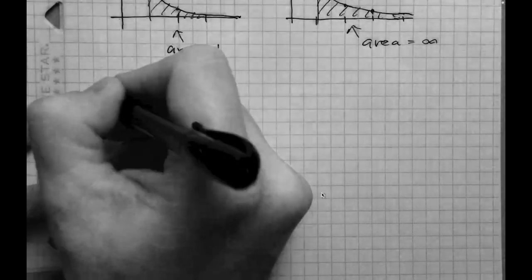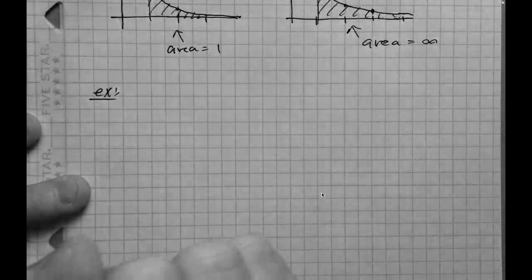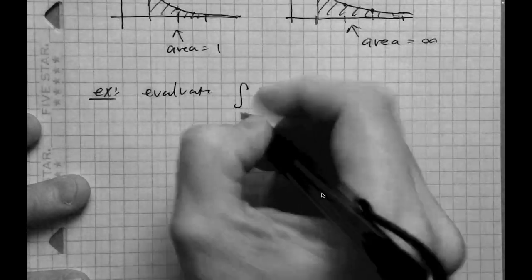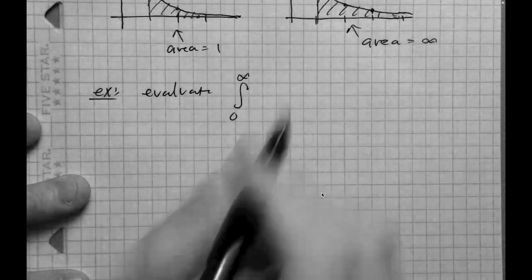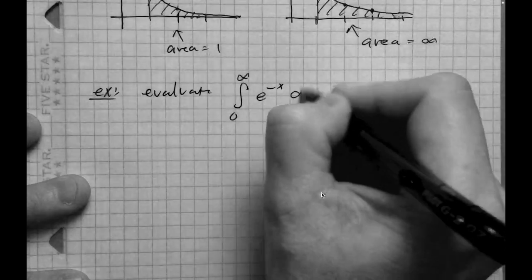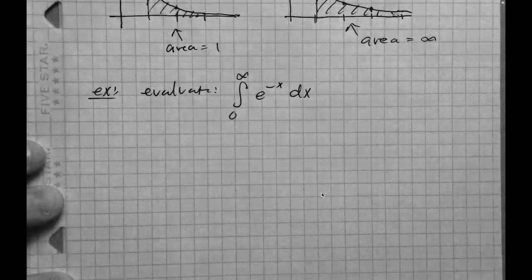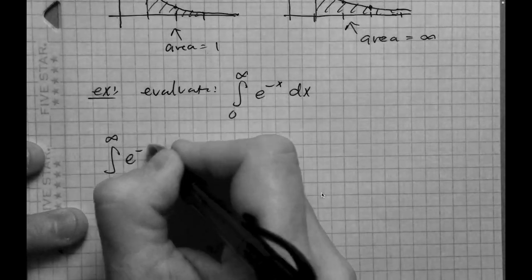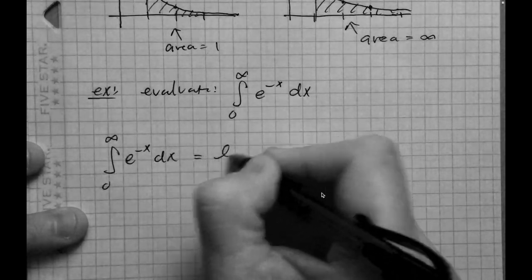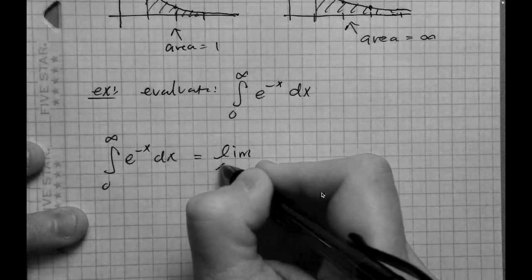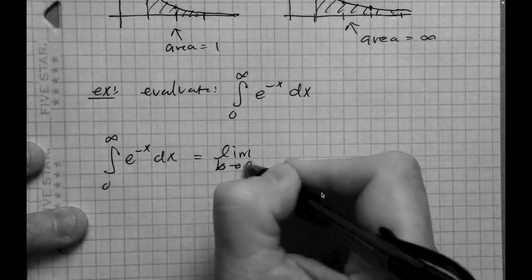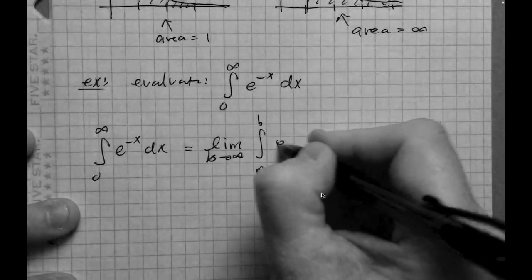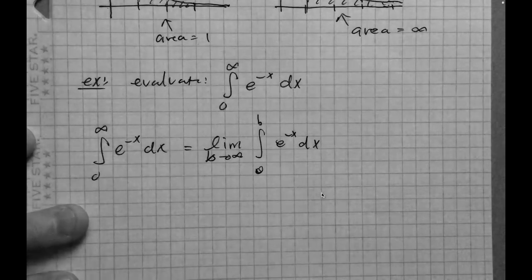Let's take another example here. Let's evaluate the integral from 0 up to infinity of e to the negative x. So similar setup, 0 to infinity, e to the negative x dx. Let's pull in a limit here. We'll let b go to infinity. So this will be 0 up to b of e to the negative x dx.